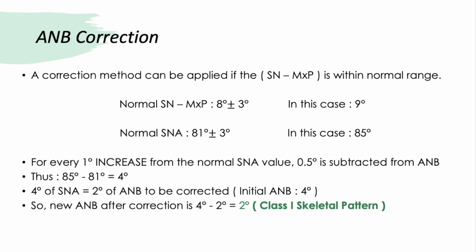So in the end, we will get the corrected ANB, which is 2, indicating a class 1 skeletal pattern.